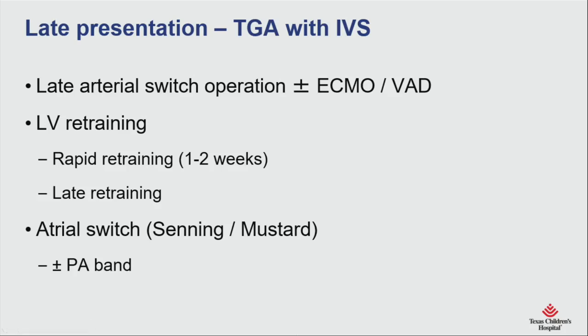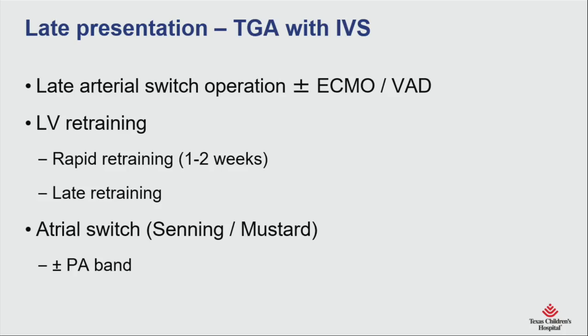You either retrain the ventricle, and you can do that with either rapid retraining, which is putting a PA band and a shunt most of the times, for a week, couple of weeks, get enough cardiac mass, and then do the switch. Or do a late retraining, which is just put the PA band plus minus a shunt and let the patient grow for a few months and then come back once the cardiac mass is adequate and attempt the arterial switch.